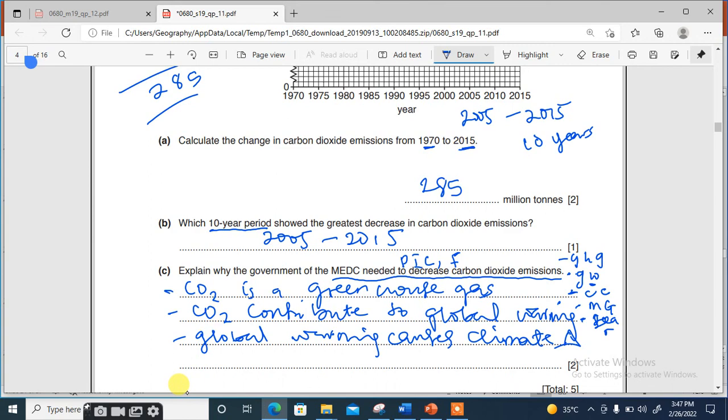Now you can also say there can be things like fines to the government. Another point can be international climate change agreement. So there is this international climate change agreement, and they also participate in it.